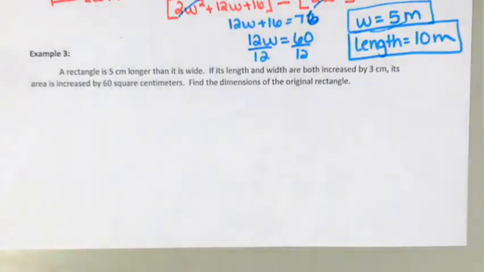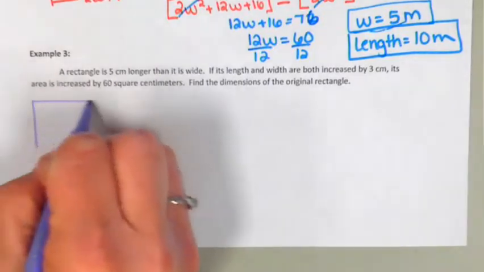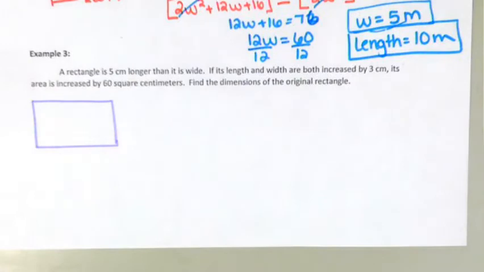All right, a rectangle is 5 centimeters longer than its width. Can we make a rectangle that is 5 centimeters longer than its width? Yes. Yes. Not drawn to scale though. Okay. Not drawn to scale. Okay. That does not look like centimeters. All right. So what do you want to label the width?